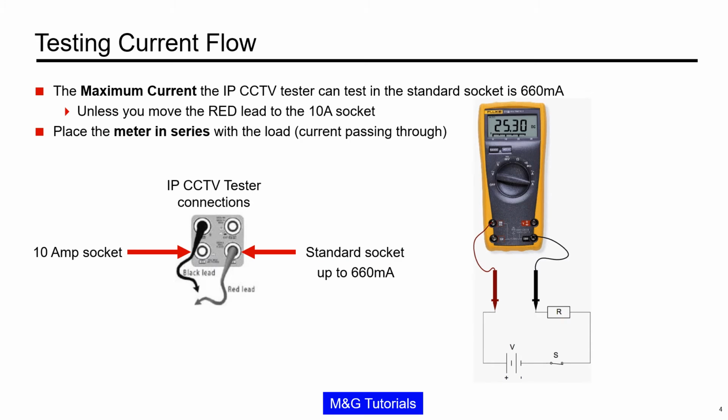Testing current flow. The maximum the IP CCTV tester can test in the standard socket is 660 milliamps, unless you move the red lead to the 10 amp socket. Place the meter in series with the load, allowing the current to pass through.